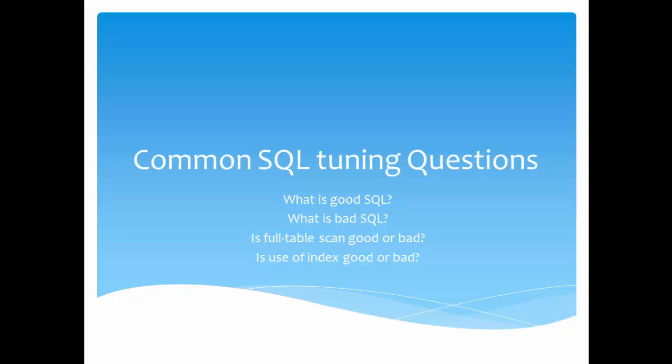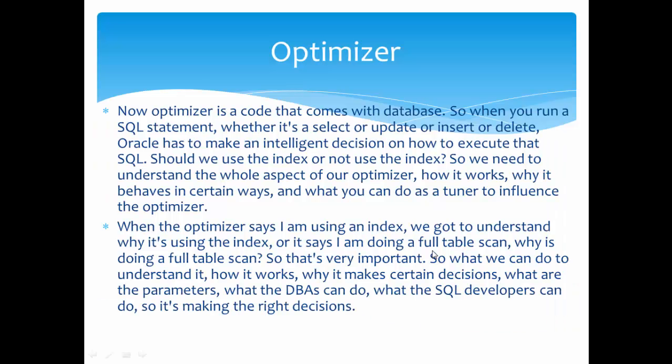Now the optimizer is a code that comes with the database. So when you run a SQL statement, whether it's a select or update or insert or delete, Oracle has to make an intelligent decision on how to execute that SQL. Should we use the index or not use the index? So we need to understand the whole aspect of the optimizer, how it works, why it behaves in certain ways, and what we can do to tune or influence the optimizer.